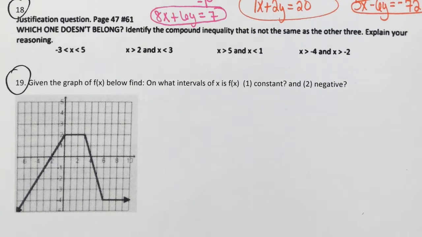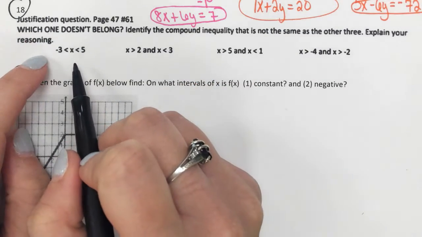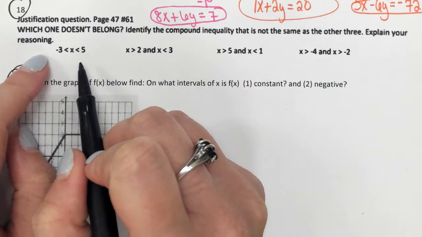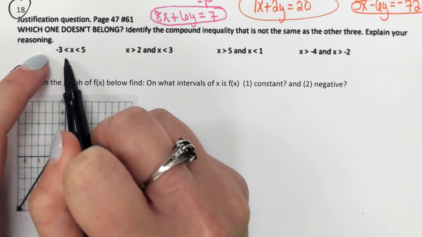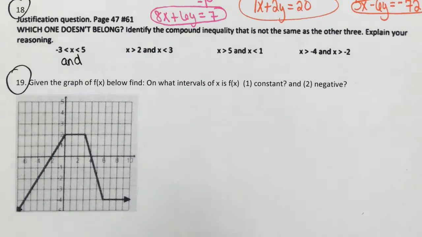Let's look at number 18. Which one does not belong? Which one? The first one? Nope. Remember, less thans were and problems. That's an and problem. Where do and problems shade?